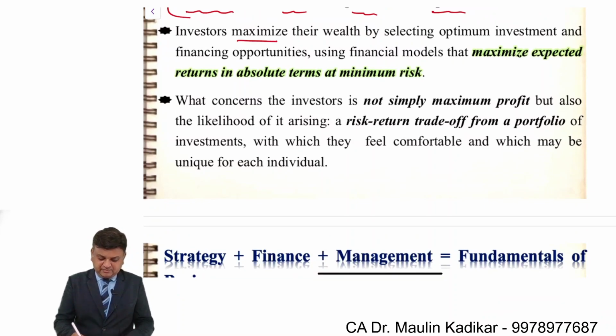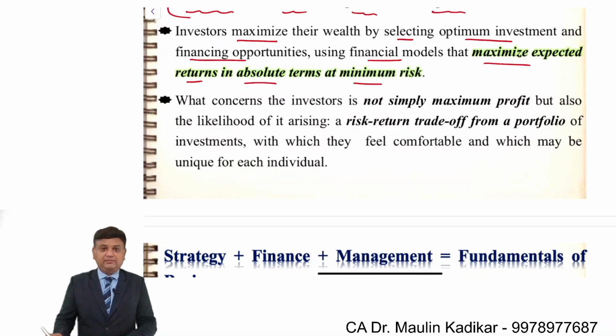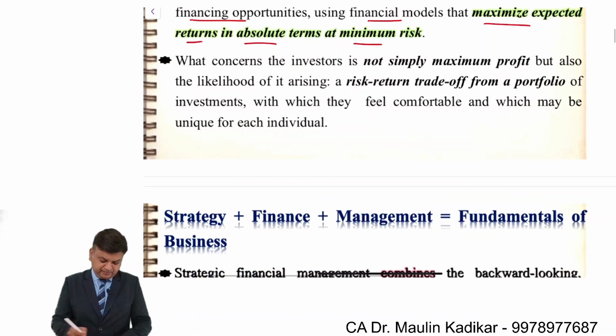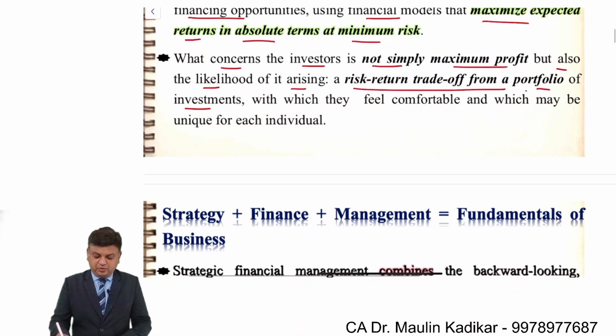Investors maximize their wealth by selecting optimum investment and financing opportunities, using financial models that maximize the expected return in absolute terms at minimum risk. So the return should be more and the risk should be less. What concerns the investors is not simply the maximum profit, but also the likelihood of it arising, a risk-return trade-off from a portfolio of investments. Portfolio of investments means the different investments in which you have invested, with which they feel comfortable, and which may be unique for each individual.